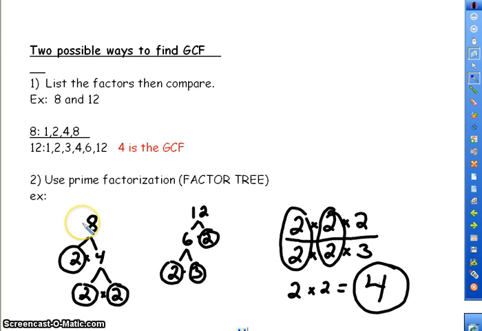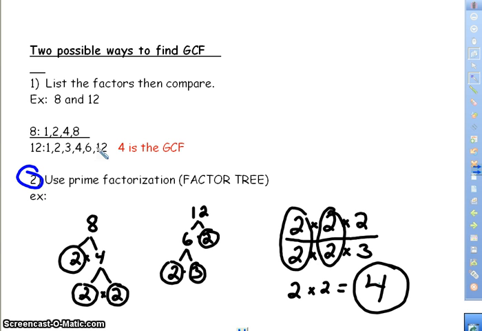Now there are two different ways to find the greatest common factor, and it's really up to you to choose the way that you prefer. I will always prefer the prime factorization method because I feel it's a little bit harder to forget numbers that way. If you list the factors, you have to make sure you list every single possible factor.